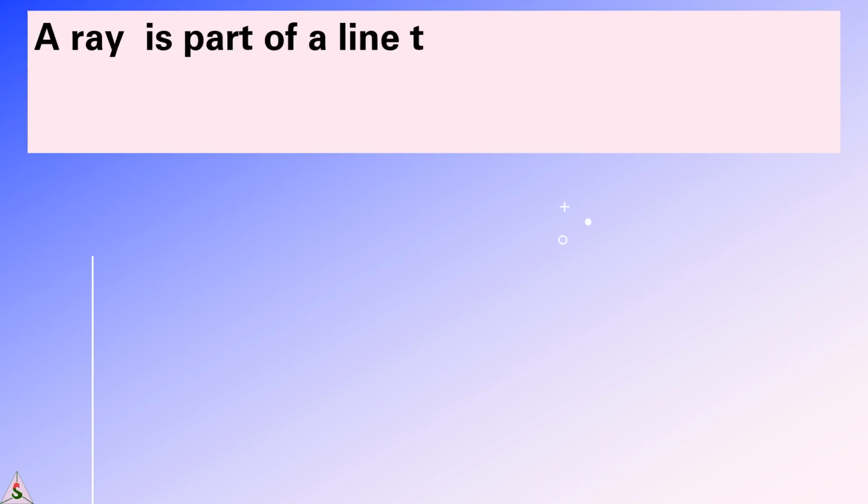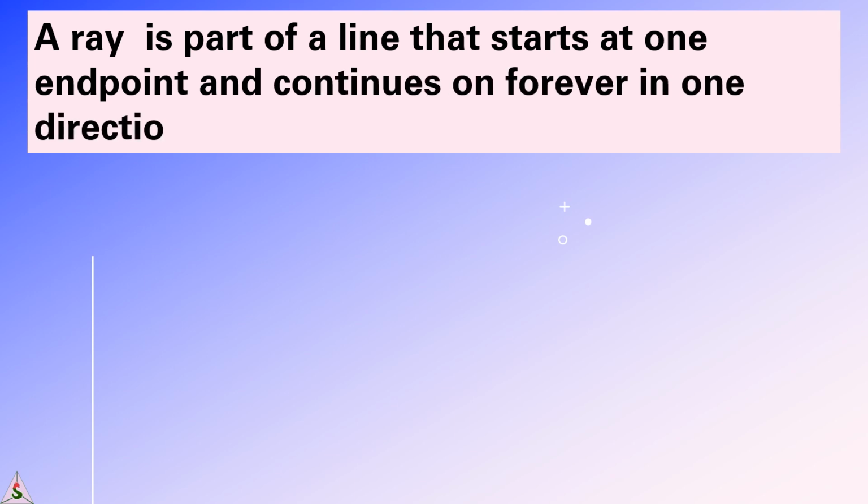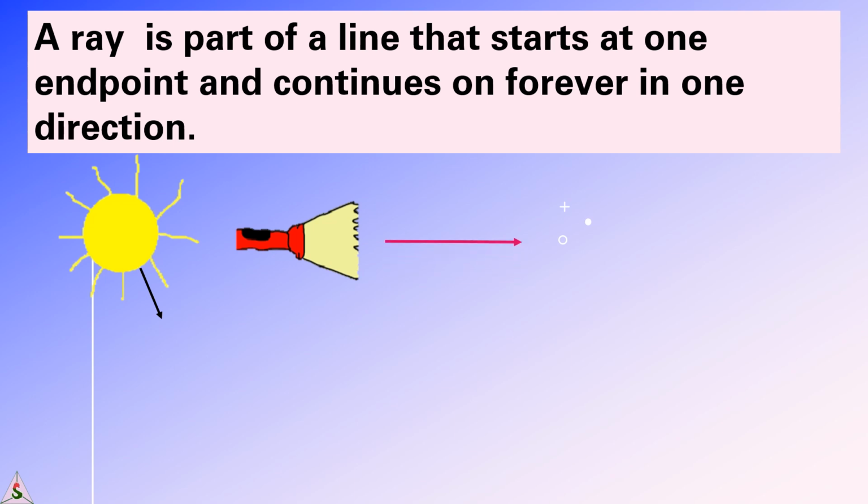A ray is part of a line that starts at one end point and continues on forever in one direction. Remember, the sunlight starts at one end point and goes on and on in one direction. Now think of a flashlight. Look at this ray. We have an end point X and a point Y. While labeling the ray, we have to start at the end point first, then any other point after that. We call this ray XY.